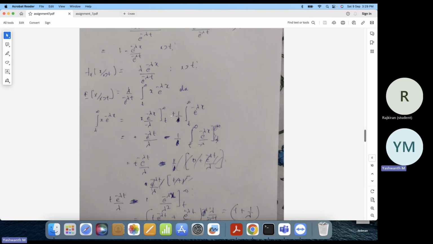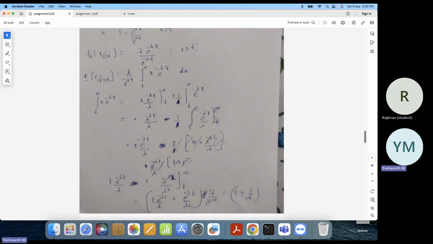So this goes from t to infinity, and I think I made some typo here and corrected it in the second line. The second part is minus times: you differentiate the first function and take the integral of the second, and keep it under the entire expression. So minus times you differentiate x, that is 1, and you integrate e power minus lambda x, giving e power minus lambda x by minus lambda, evaluated with x going from t to infinity.